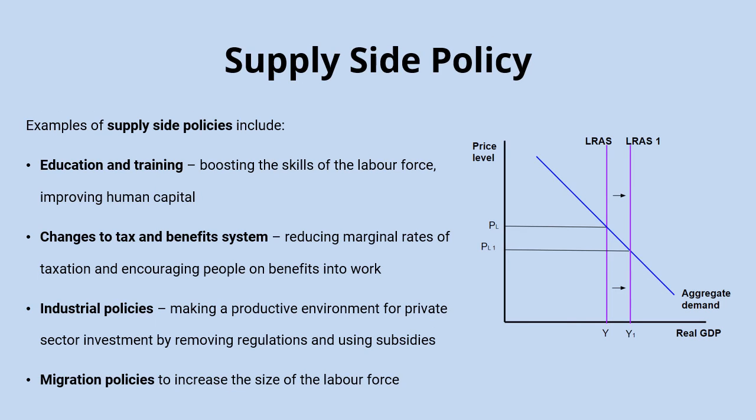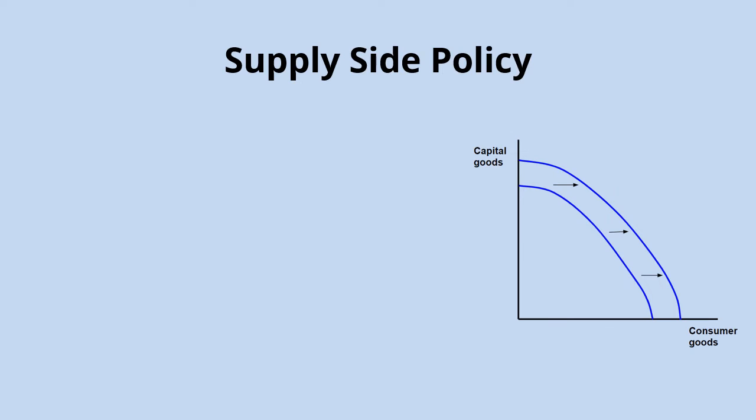Another way of looking at supply-side policies is that they shift the entire economy's production possibility frontier outwards. So it means that the whole economy can produce more, productive potential is increased.